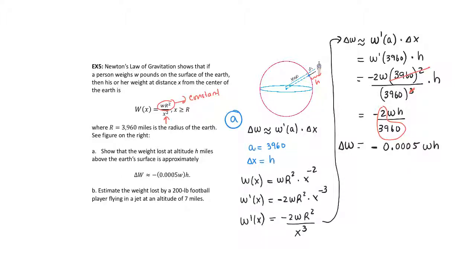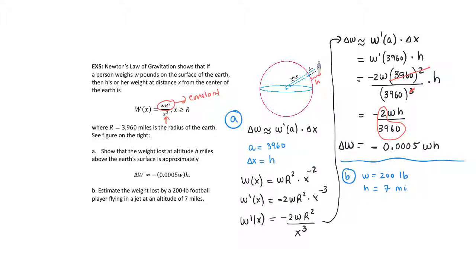Now it's time to go ahead and tackle part B. That should be considerably easier. In part B, they're telling us to estimate the weight loss by a 200-pound football player flying in a jet at an altitude of 7 miles. Practically then, they're giving us little w. This is his weight on Earth. So that's going to be 200 pounds. And because he's flying, the distance away from the surface of the Earth is going to be 7 miles.